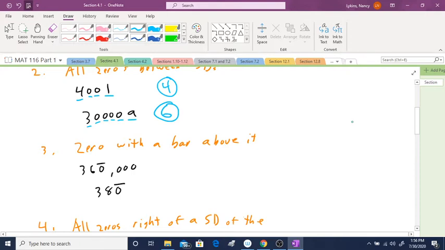Next, you have to include the 0 with the bar above it. I'm looking at significant digits and I've got 1, 2, 3, but I do not include the last 3. So in this case, I've got a total of 3. Take a look at the second example of this rule: 380. This time I include all 3 of them.